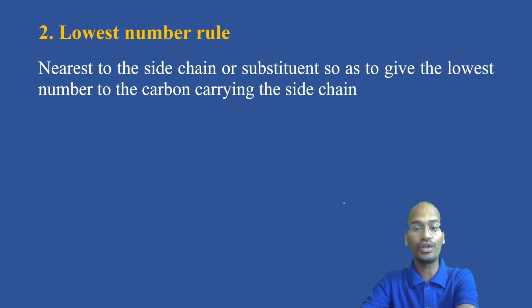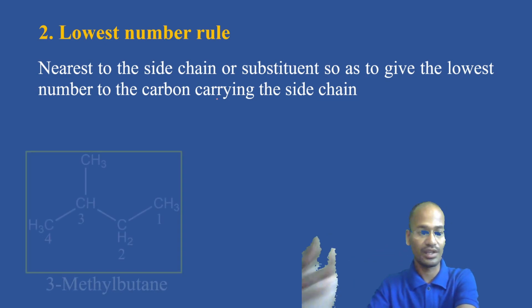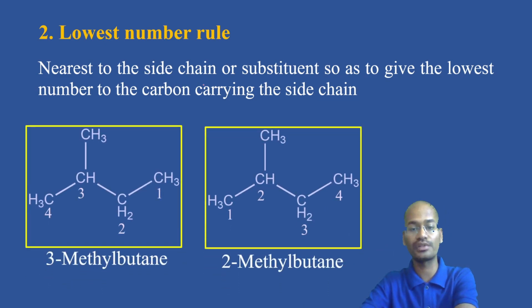Second, lowest number rule. Nearest to the side chain or substituent so as to give the lowest number to the carbon carrying the side chain, that is substituent. The substituent should be given the least possible number. That is the meaning of this rule, lowest number rule. Let us see with the help of examples.